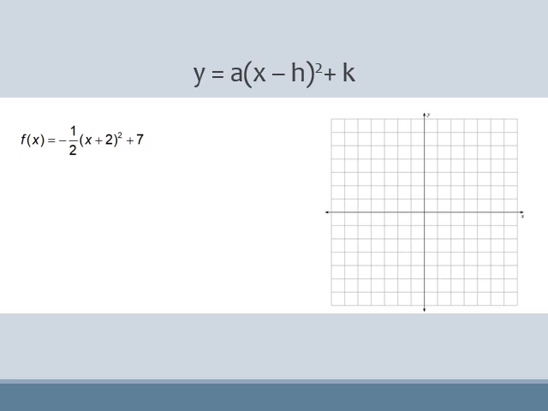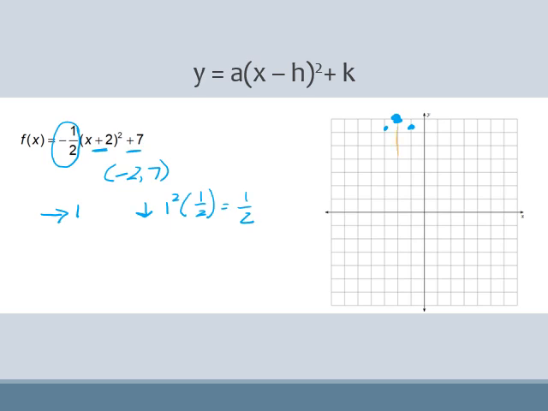Okay, in this case, my vertex again is -2 and 7. So I'm going to go to -2 and up to 7, which is here. And notice that this is -1/2. So I'm normally going to go over 1 and down 1 squared, but what I'm going to do is multiply that by my a of 1/2. So that gives me 1/2. So I'm going to go over 1 and down 1/2 on each side of that axis of symmetry.